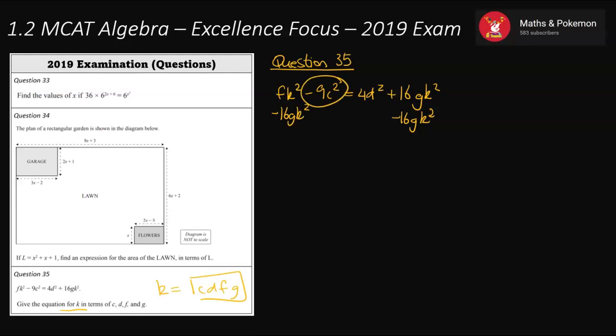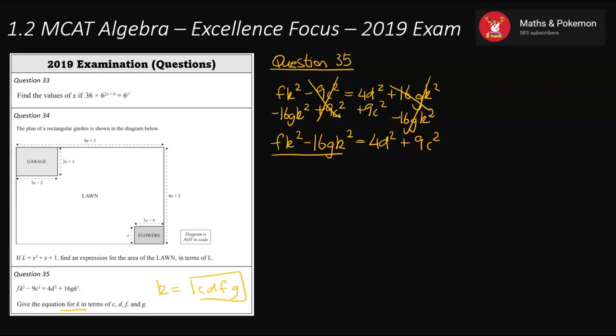And this negative 9C squared, no K there. So I'm going to get rid of it by doing plus 9C squared on both sides. So these cancel, leaving me with K's on one side and the other stuff on the other side. So let's simplify all that for us. So we've got FK squared minus 16GK squared is equal to 4D squared plus 9C squared. So I've got my expression here.